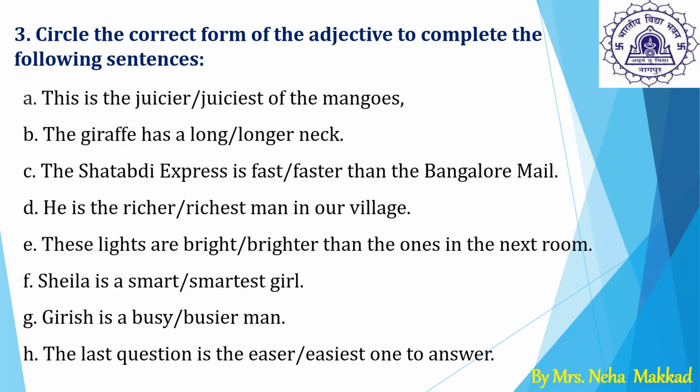Now the third exercise, which is given on page number 52. Circle the correct form of the adjective to complete the following sentences. Now children, we need to understand that the rule says that the will come in front of the superlative degree because it is the highest degree of comparison. So this is the juiciest of the mangoes. Amongst all the mangoes, this mango is having the most juice, so it is the juiciest. Superlative degree will always have the in front of it in framing of the sentence.